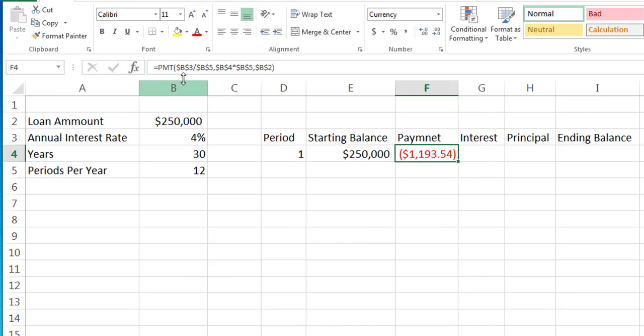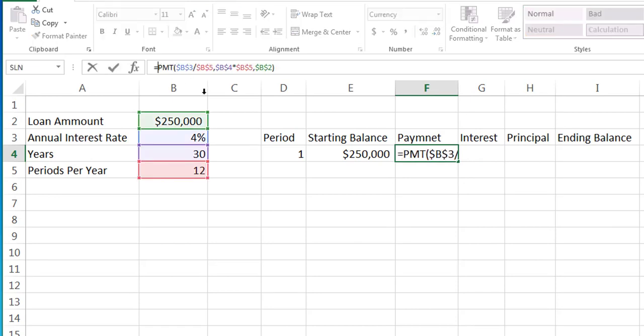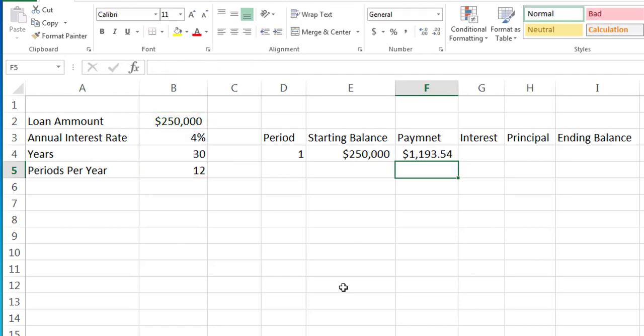You know what? I'm going to go ahead and change that because negative numbers make people uncomfortable. So I'm just going to put a negative sign in front of the payment argument, and I'm done.